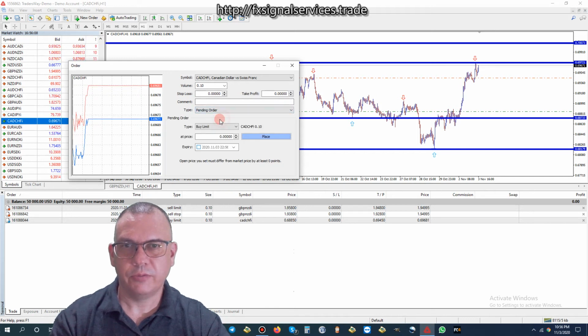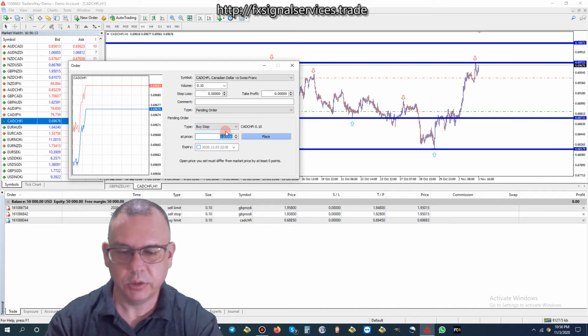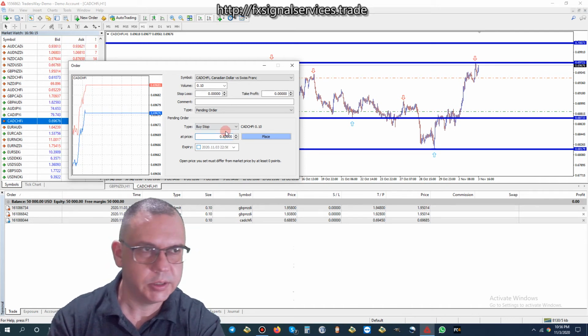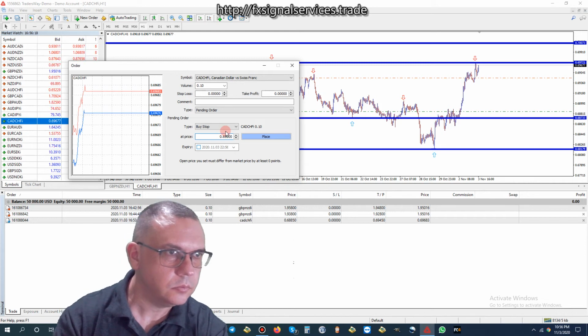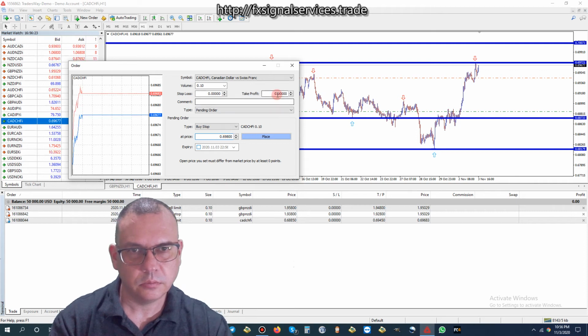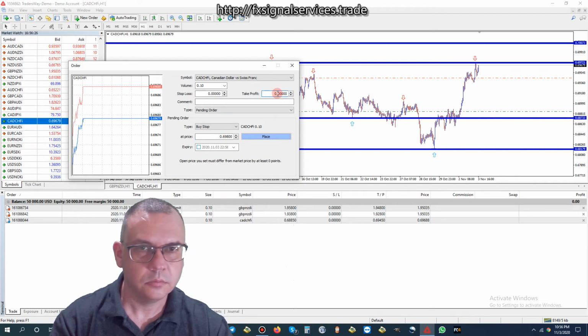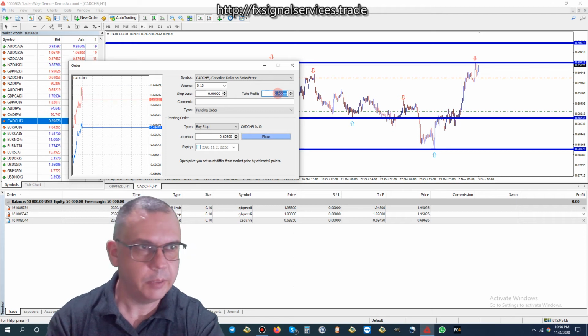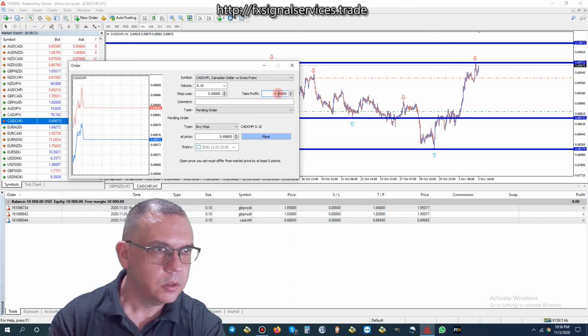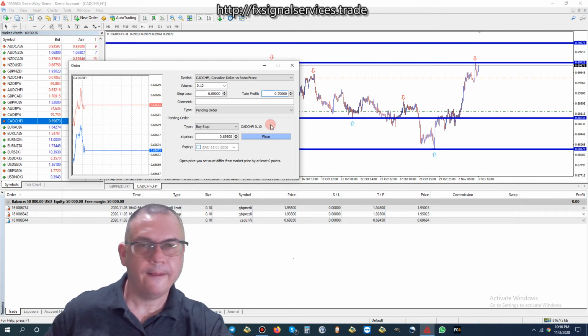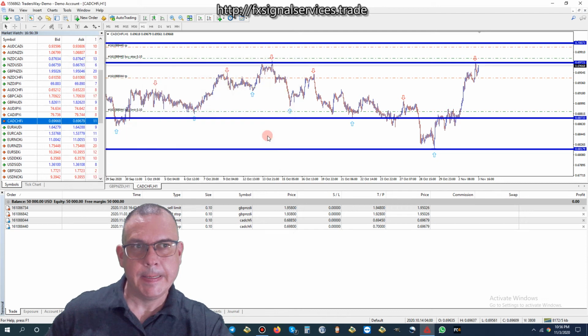Change this to market execution to pending order. Select buy stop, and right here we're going to put 0.69800. Why not? And here I'm going to take profit and put 0.70. I think that should work. Okay, yeah, it looks okay. You have a space here and a space there, so that's ideally what we want to see.